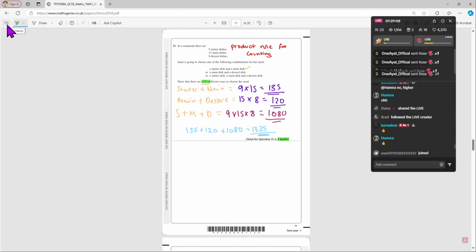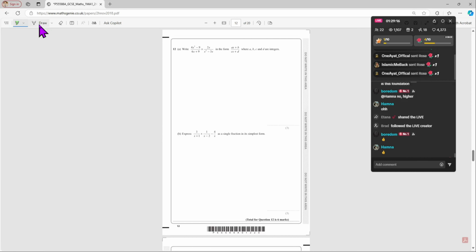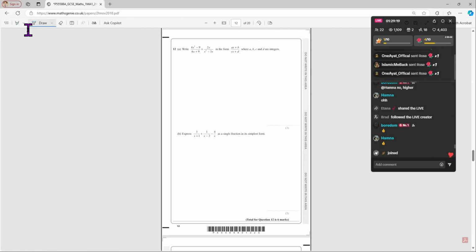So, question number 12. Now it might get a bit harder, like the questions in general, because we've done half the paper. Moving on to the other half, the questions are going to get a bit more difficult. So we have to write (4x squared minus 9) over (6x plus 9) times 2x over (x squared minus 3x) in the form (ax plus b) over (cx plus d), where a, b, c, and d are integers.